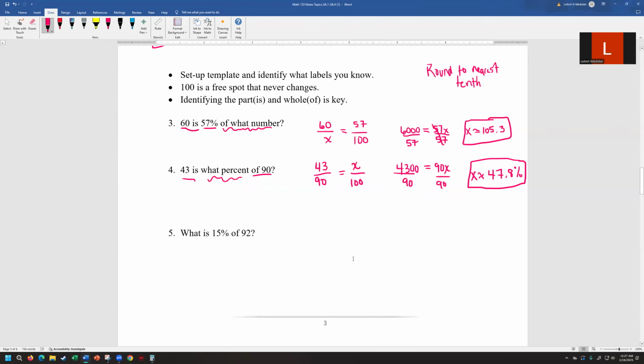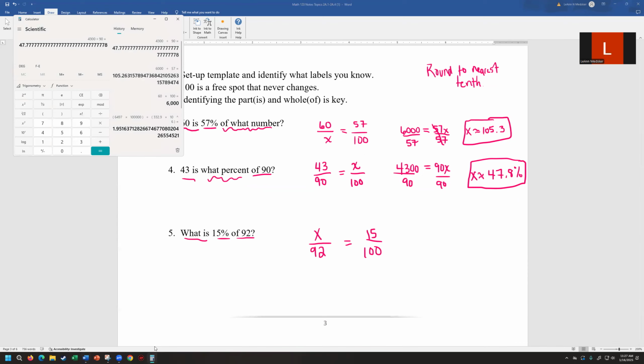Okay. And then our last one for this part is what is, so we're missing the is, and we have 15% of 92. So is missing. 15 is the percentage that goes over 100. And we know the of is 92. So this time I'm going to have to do 15 times 92 because those are the two numbers we have that are across from each other.